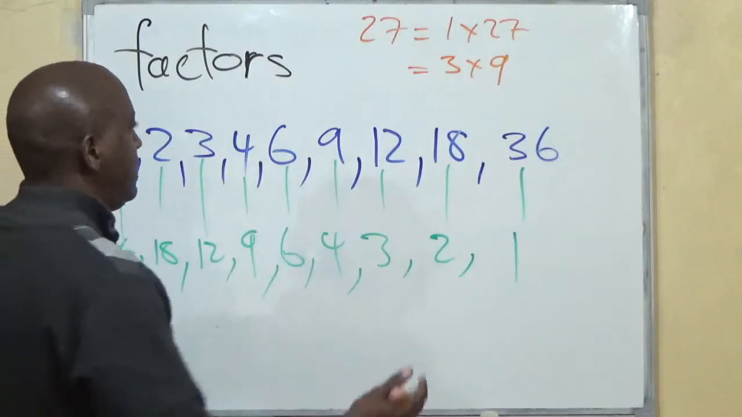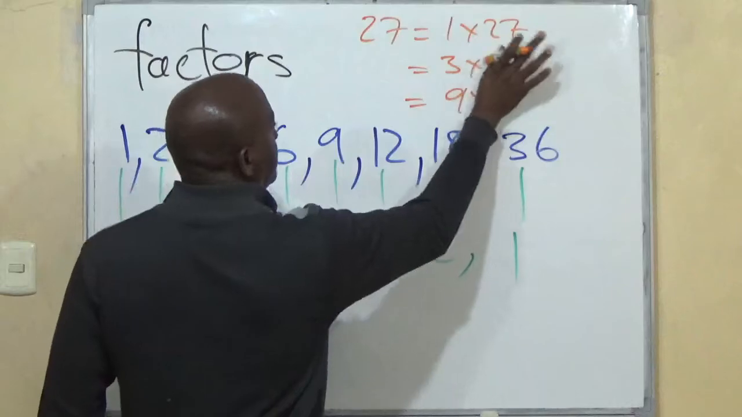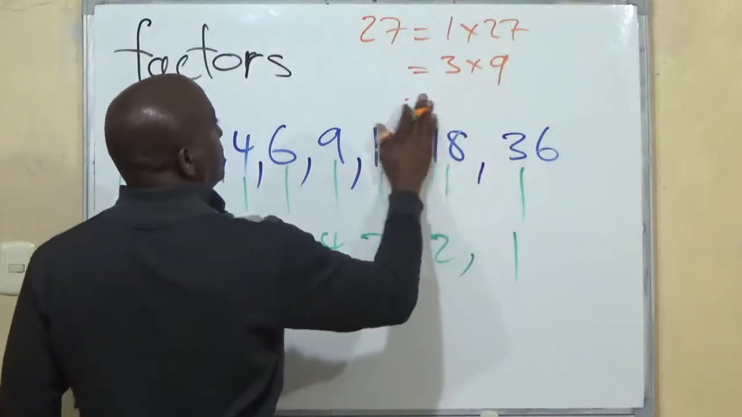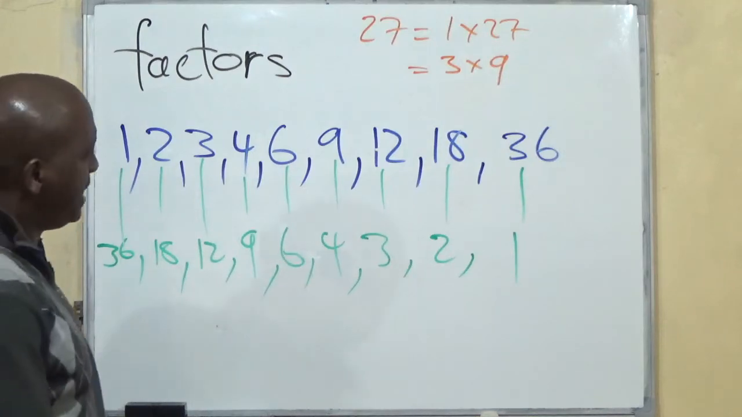1, 3, 9. You can't get bigger than that. 9 by 3 is the same thing as 3 by 9, right? So 1, 3, 9, and that's it.